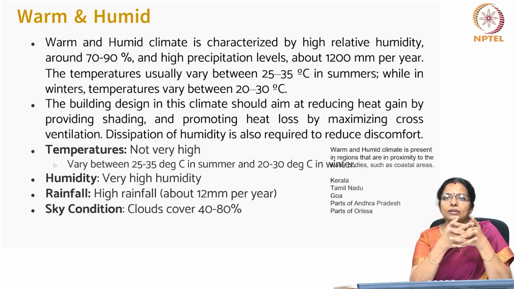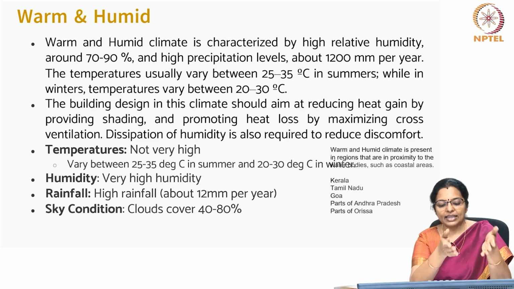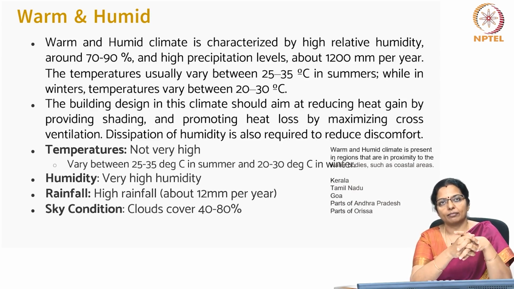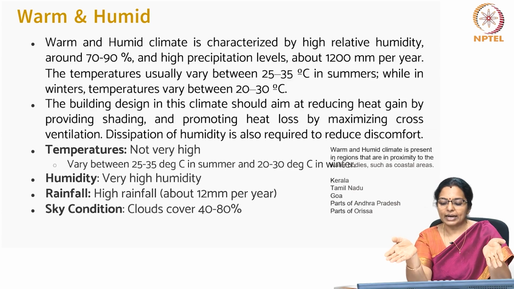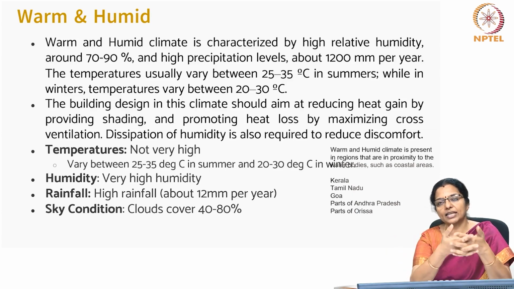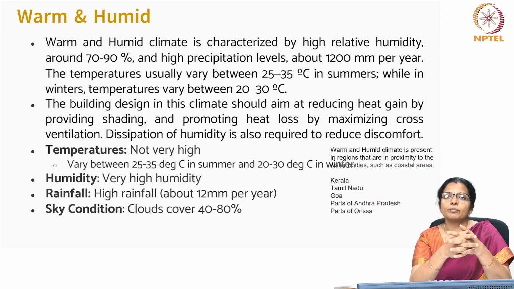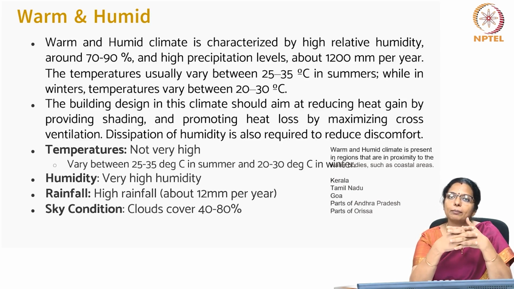Hot and humid happens when the annual average temperature is higher than that of warm and humid climate. So, if warm and humid climate says 25 to 35 degrees centigrade, and the annual average temperature is higher than that and the humidity is higher, then those areas are classified as hot and humid. So, in warm and humid, the temperature is not that high, but humidity is high. So, these places are prone to continuous rainfall.